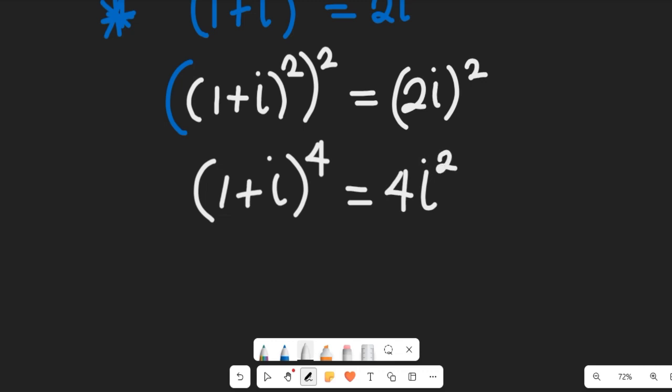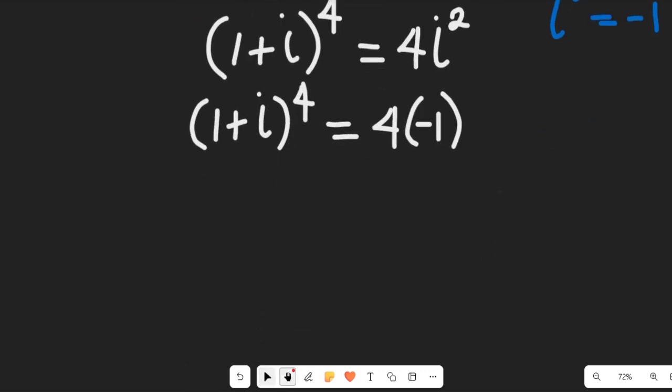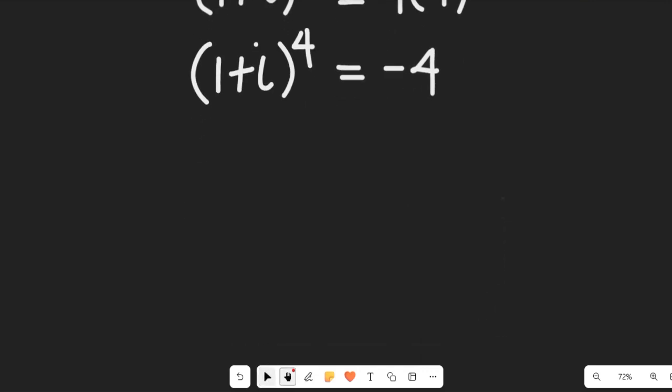I want you to recall from complex numbers that i squared is equal to -1. If I apply that here, I'm going to have (1 + i)^4 equal to 4 multiplied by -1. That simplifies to (1 + i)^4 equal to -4. Got it. Now, what do I do from here?